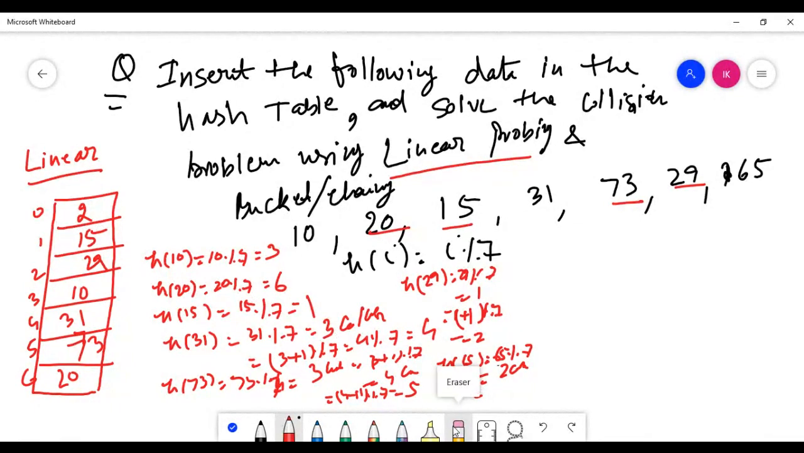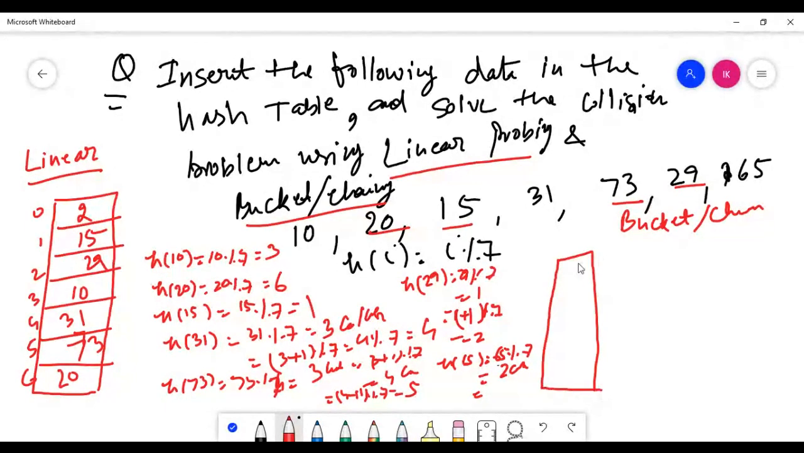Okay students, do you understand? Okay, now the same question: how can I do it with bucket or chaining? If a question comes on bucket or chaining, you make an array like this. Same, I will make 0, 1, 2, 3, 4, 5 and here is 6. Okay, I give 6 as the size.